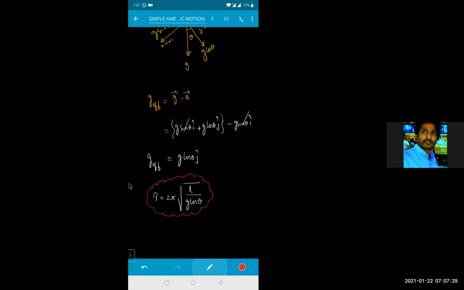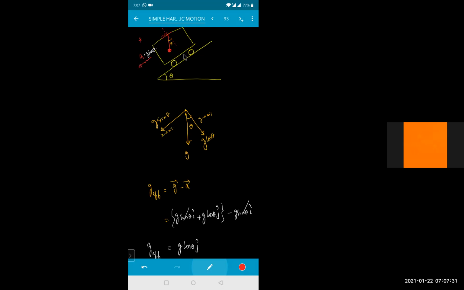This is a very important relation, so please try to do this one. When a block is moving on an inclined plane, initially the block is here. The moment it starts moving, what happens? It will be moving in the forward direction, so the acceleration of this body will be g sin theta. So the effective acceleration due to gravity, in vector form, g bar will be written as g equal to gx i cap plus gy j cap. The x value is g sin theta, and the y value is g cos theta.